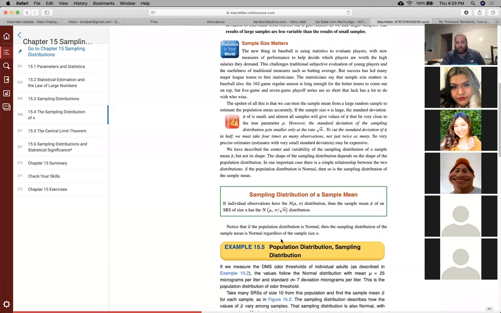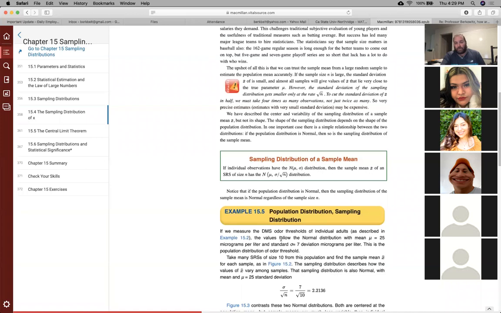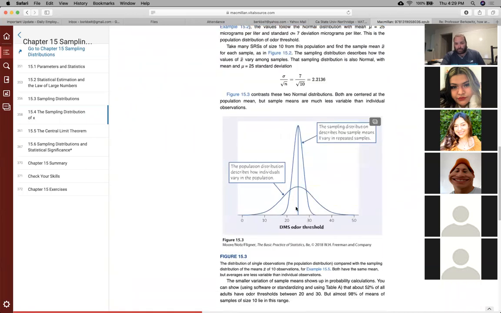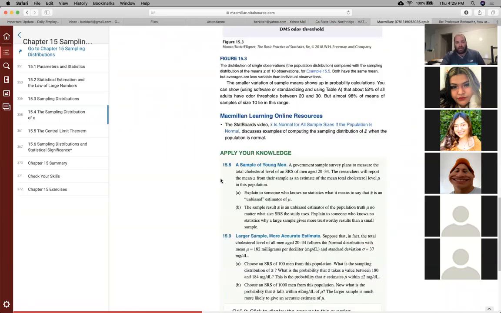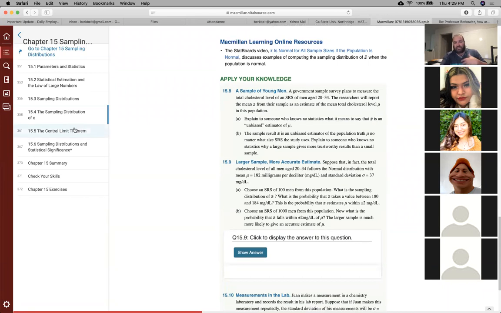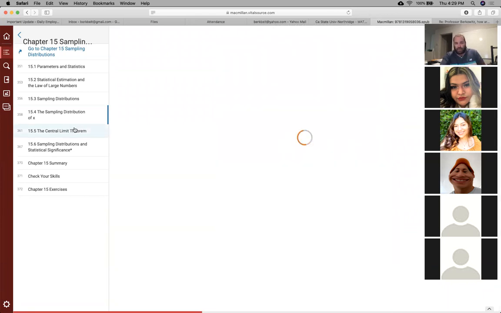And we're going to do examples of that for sure. And we did examples of that last time as well. And we'll do lots of examples because this is going to be the central theme for the next few chapters. We also talked about the central limit theorem.